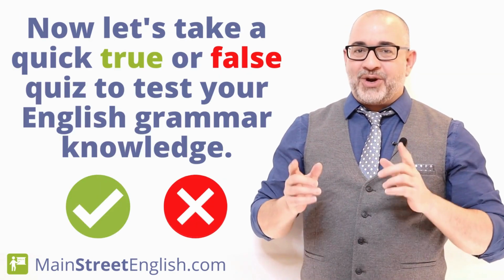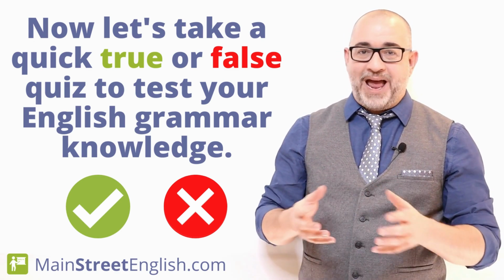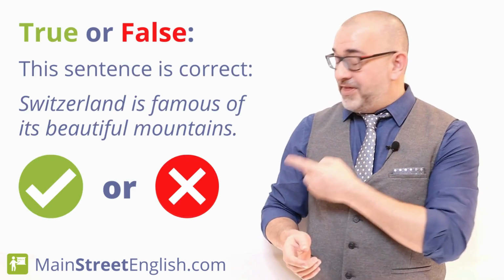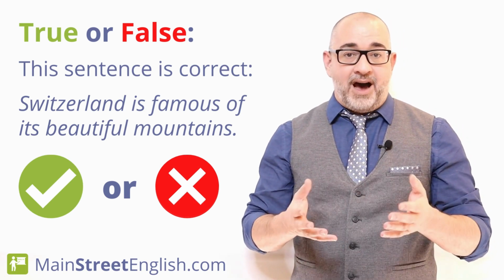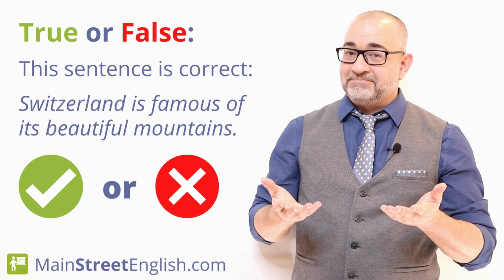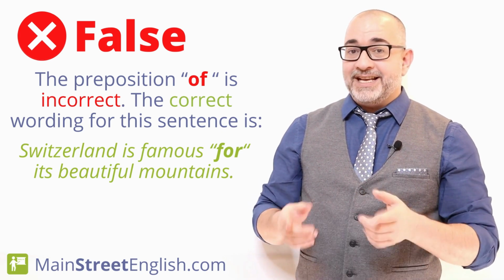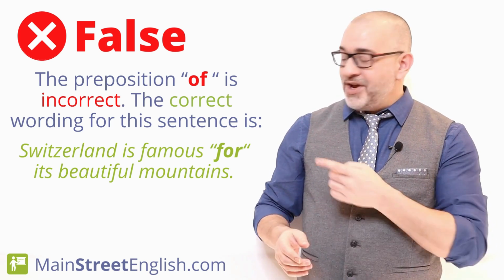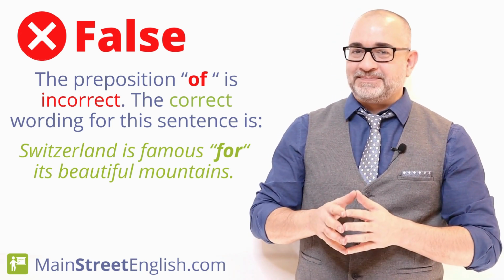Now, let's take a quick true or false quiz to test your English grammar knowledge. Number 1, true or false. This sentence is correct. Switzerland is famous of its beautiful mountains. False. The preposition of is incorrect. The correct wording for this sentence is Switzerland is famous for its beautiful mountains.